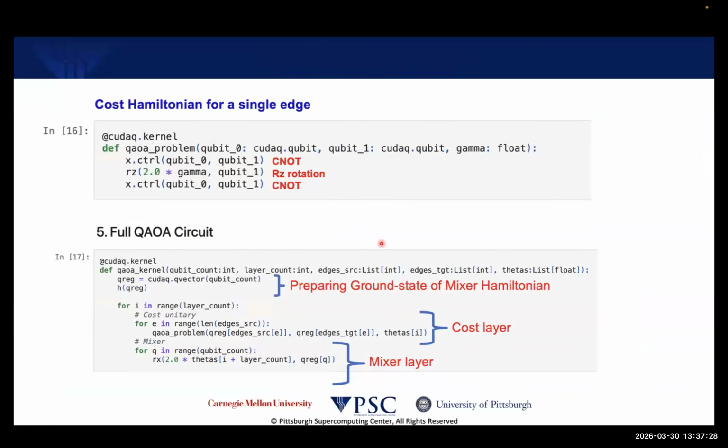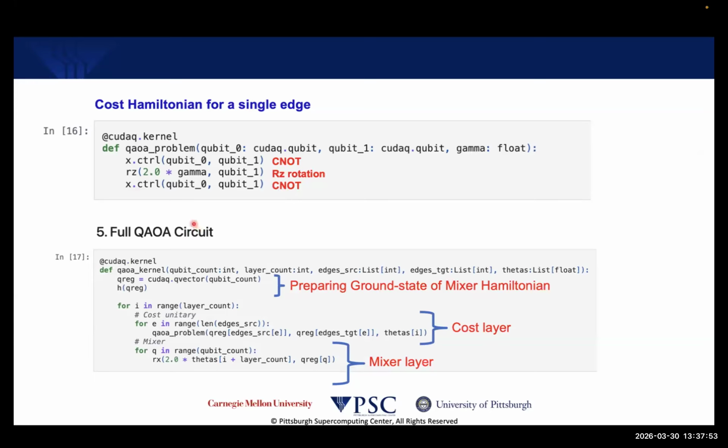So in CUDA-Q, we can define them in this way. First, this is the cost Hamiltonian operator. As you can see, first we apply a CNOT gate, followed by an Rz rotation gate, and then followed by a control NOT gate or control X gate as well. So you can say either CNOT gate or CX gate.